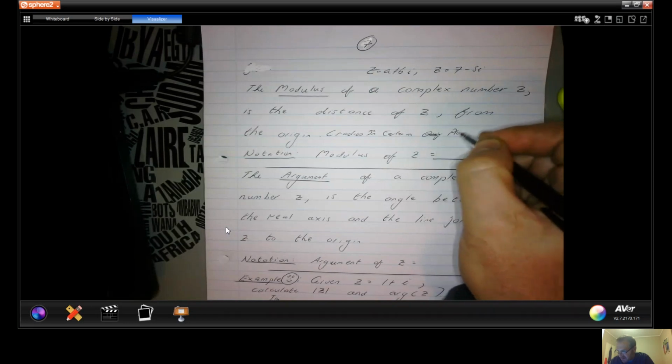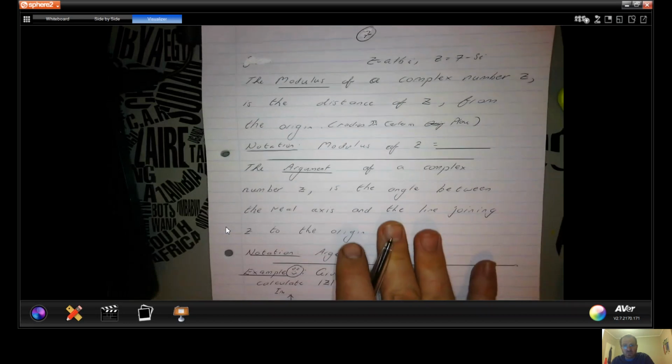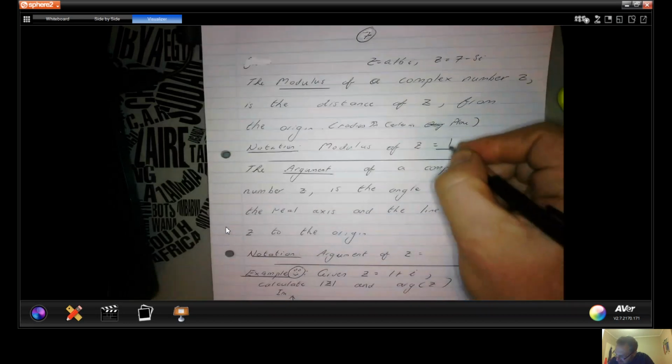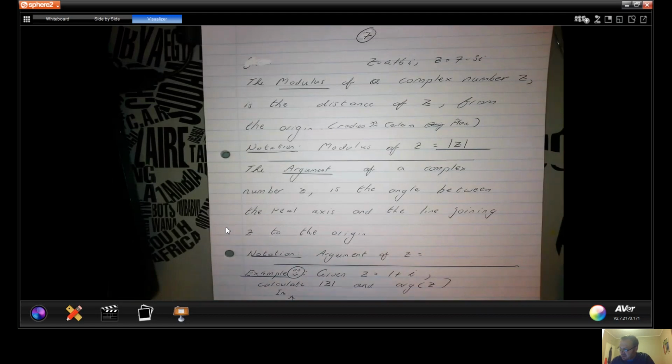The notation that we use for the modulus of a complex number z is two straight lines around it, either side. So the modulus of z we write as mod z, and we read it as mod z. Later on you'll see we also read that as the absolute value of z. We won't use that notation for now.